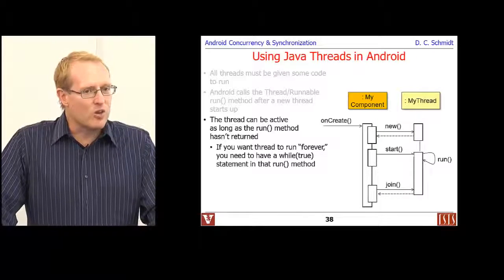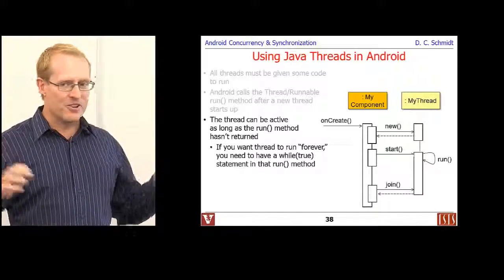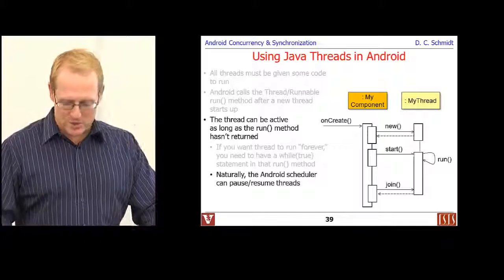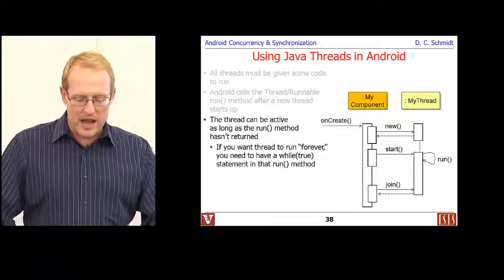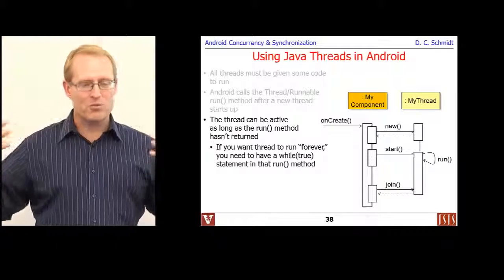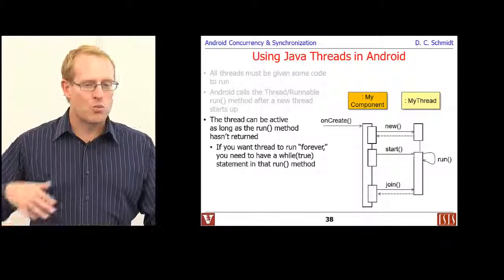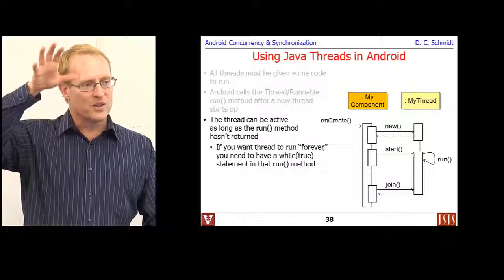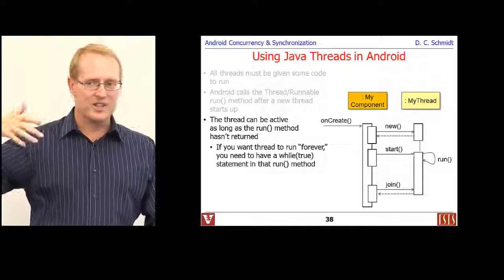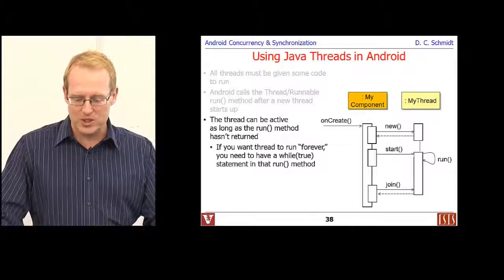Now, as long as run hasn't returned, the thread will be active. And you have to be a little careful with the use of the word active here. It could actually be suspended for some period of time as the scheduler pauses and resumes it. So if you want to have a thread that runs forever, where forever obviously is bounded by certain things, then you need to put a loop somewhere that says while true, or for(;;). Just keep looping until I shut you down some other way. We'll talk about how to stop threads later. A little tricky thing to do in Java.